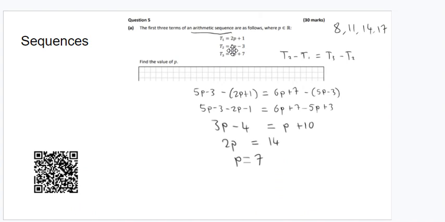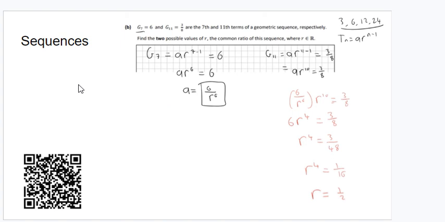It tells us the first 3 terms in the arithmetic sequence. What we have to know there is that T2 minus T1 is the same thing as T3 minus T2. They always give us what D is, what the difference is between them. And then it's easy enough to form an equation then, and then we get what P is. So the key is that it's an arithmetic sequence. We know that it has the same difference between each term.